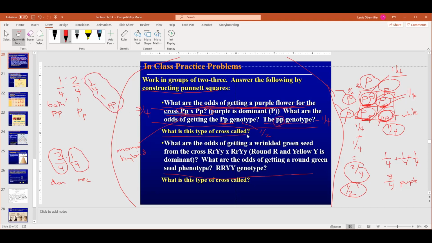What is this type of cross called? It's called a monohybrid cross. All right, so this is a dihybrid cross because we're talking about two traits here. So I'm going to erase this.